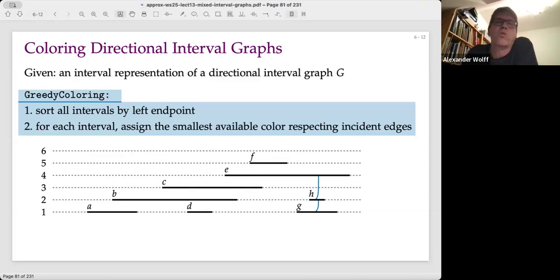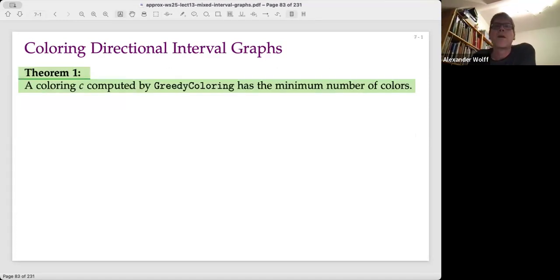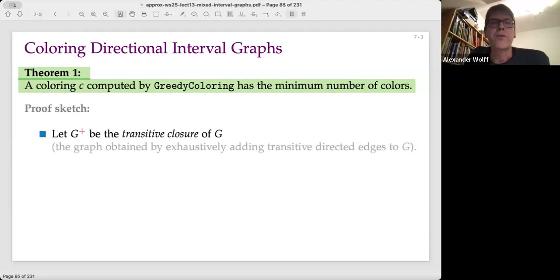The question is, why does it give me the optimum? And here it's not so clear, because if you look at this instance, there's no clique of size 5, for example. So my argument from before, it doesn't work so directly. Okay, but I want to show you this theorem. And the proof sketch goes as follows.